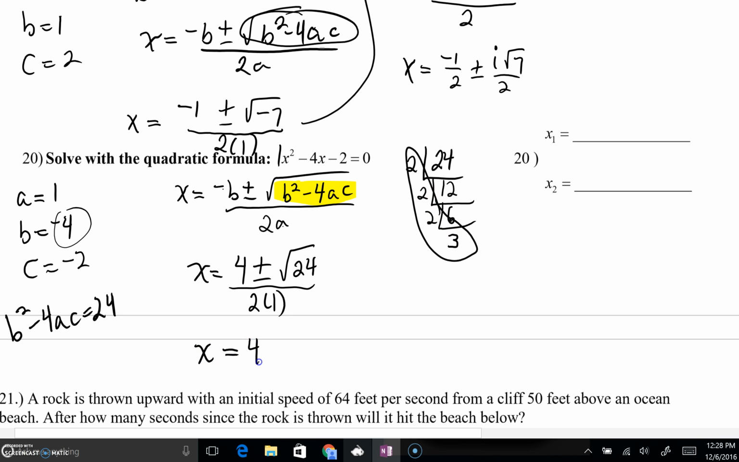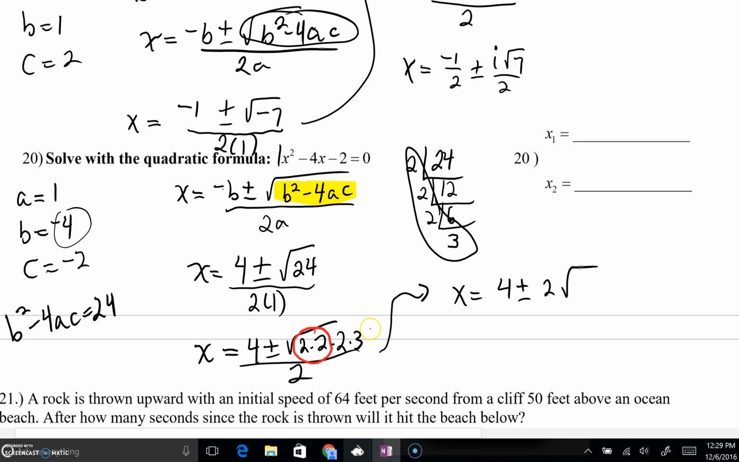So this becomes 4 plus or minus. We've got a 2, 2, 2 times 3. The big question, of course, is can we take anything out? You're looking for doubles. And now you can see that you can take something out. This is going to be 4 plus or minus a 2. Inside the square root, you're going to be left with a 6.